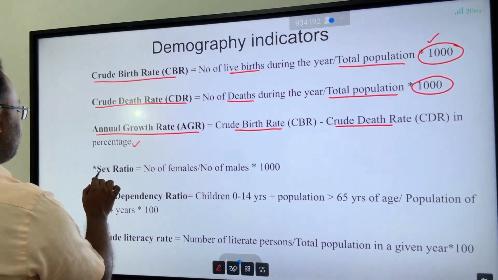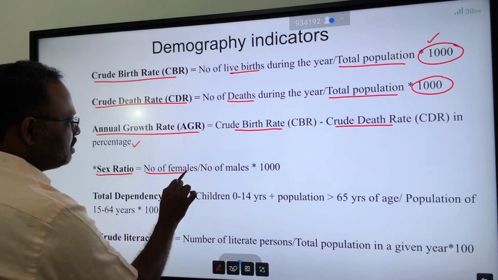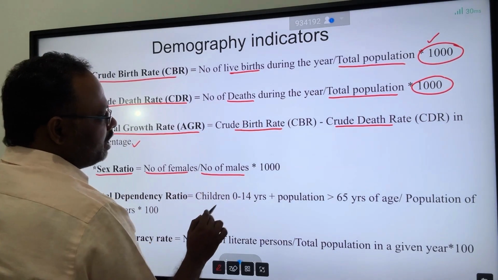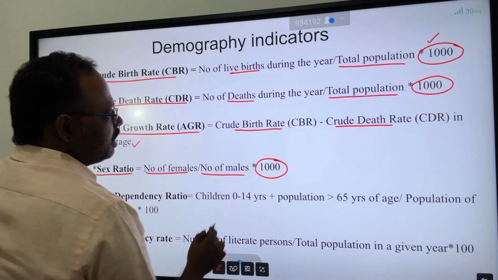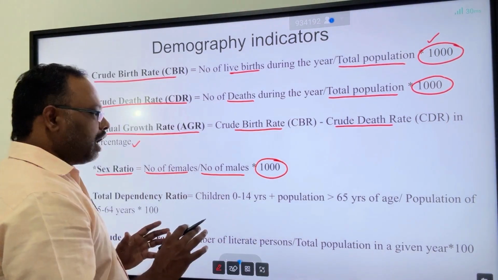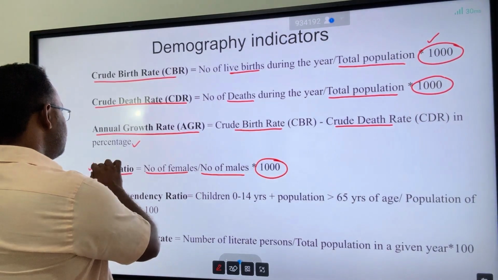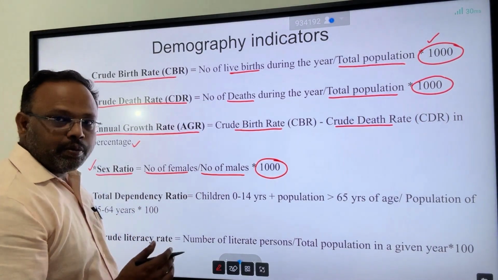Then the next important demography indicator is the sex ratio. It is the number of females divided by number of males, expressed in thousand. This is nothing but the number of females per thousand males. So this is the sex ratio, which is an important indicator in demography.